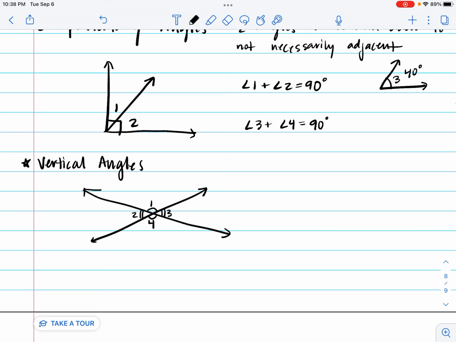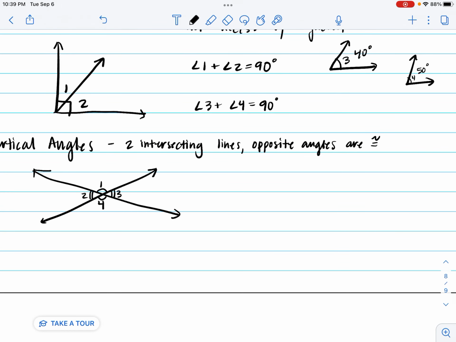So vertical angles are when we have two intersecting lines, opposite angles are congruent. And I'm just going to go ahead with the congruent symbol. They are congruent. When we have two intersecting lines, the opposite angles are congruent. So angle 1 is congruent to angle 4. Angle 2 is congruent to angle 3.